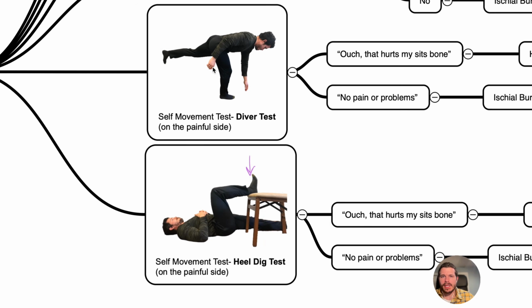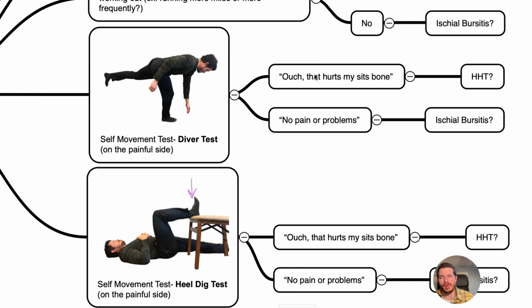The first one is a diver test. Go ahead and do this on the painful side. It looks like a single leg deadlift. This places a lot of force through the high hamstring tendon, and if you say, ouch, that hurts my sit bone right there, that increases the probability it's a high hamstring tendon problem. If there's no pain or no problems, then could it be ischial bursitis? We'll talk about that briefly here in a second. Bursas don't contract. They're not contractile tissue. Therefore, if you're doing this, but you still have a pain in the butt, it's possible that that wouldn't be a problem.